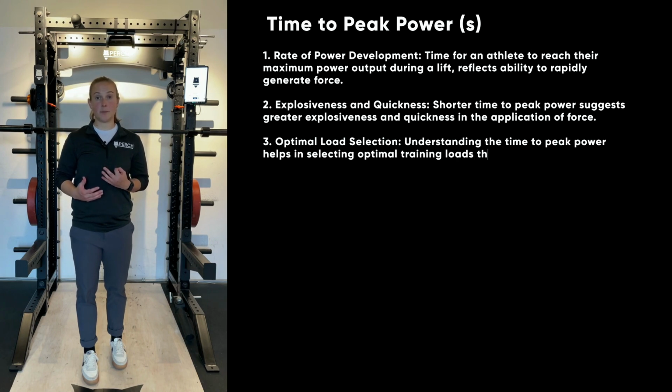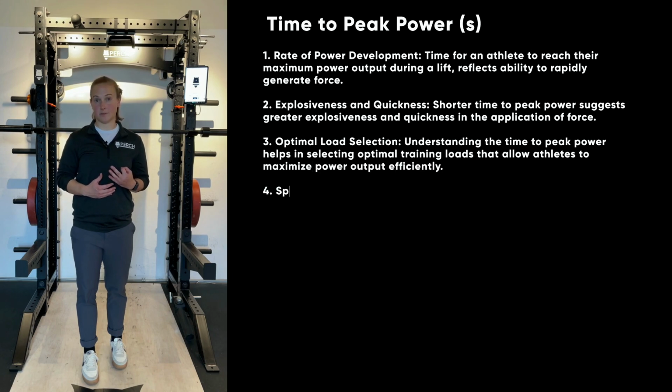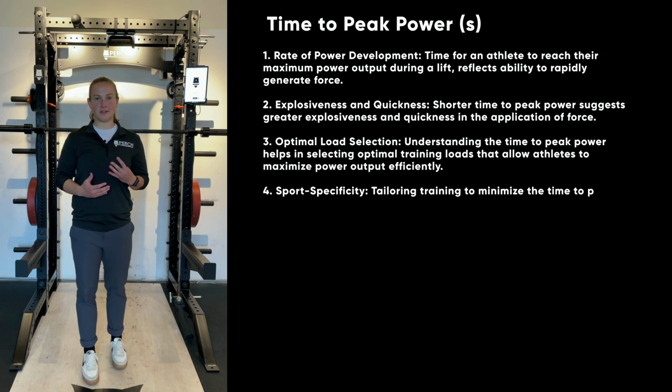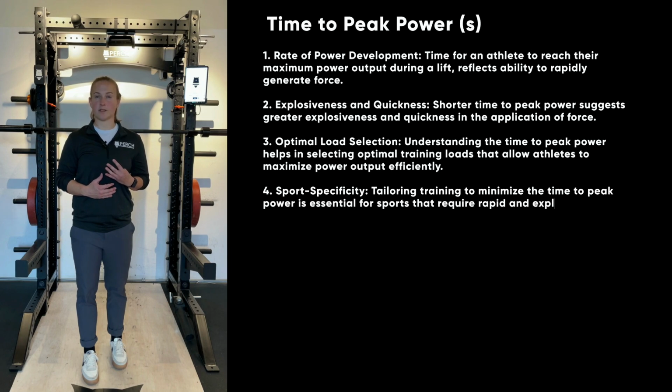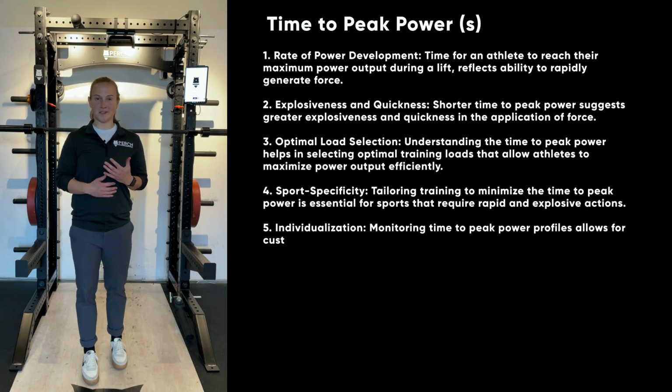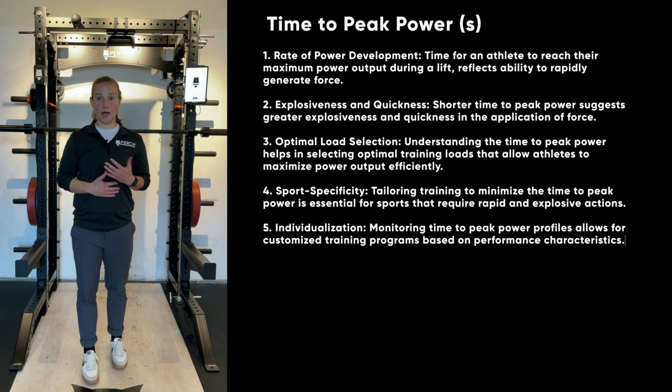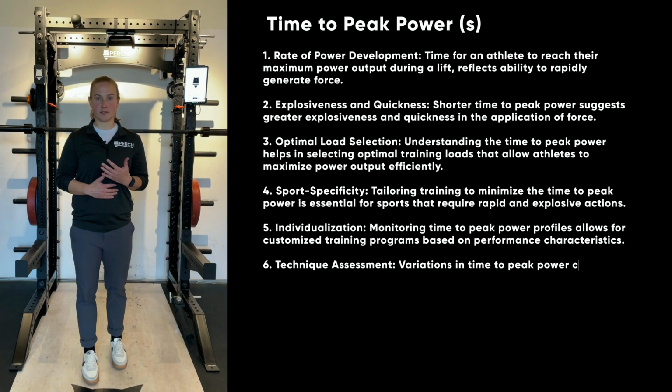Understanding the time to peak power helps in selecting optimal training loads that allow athletes to maximize power output efficiently. Number 4, sport specificity. Tailoring training to minimize the time to peak power is essential for sports that require rapid and explosive actions such as sprinting or jumping. Number 5, individualization. Monitoring individual time to peak power profiles allows for customized training programs based on unique performance characteristics.